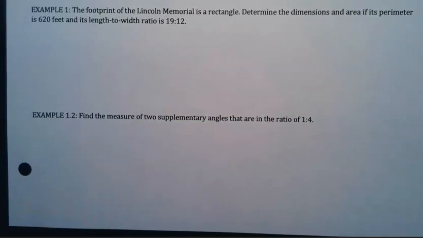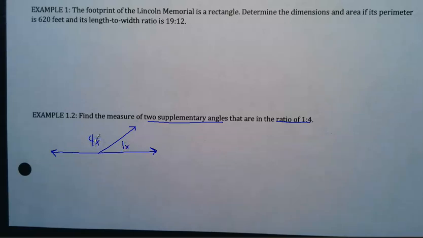It says find the measure of 2 supplementary angles that are in the ratio of 1 to 4. This might feel familiar to you since it's what we did all year last year. So we've got 2 supplementary angles and a ratio of 1 to 4. So supplementary, if you recall, is that straight line. They form a straight line and we've got 2 angles in there. The ratio is 1 to 4. So remember, that's 1x to 4x.